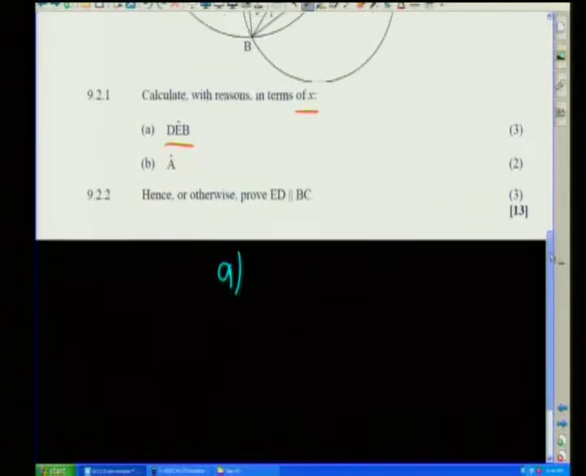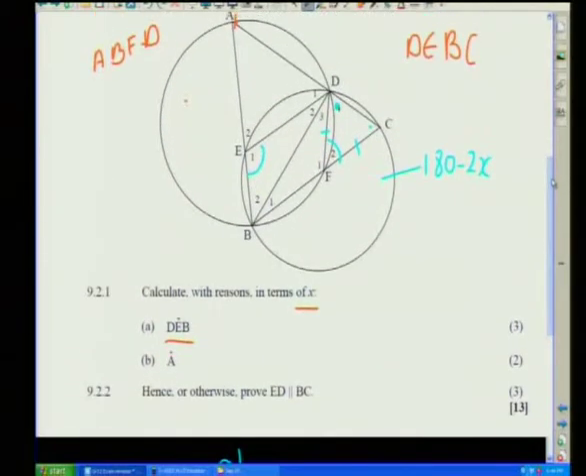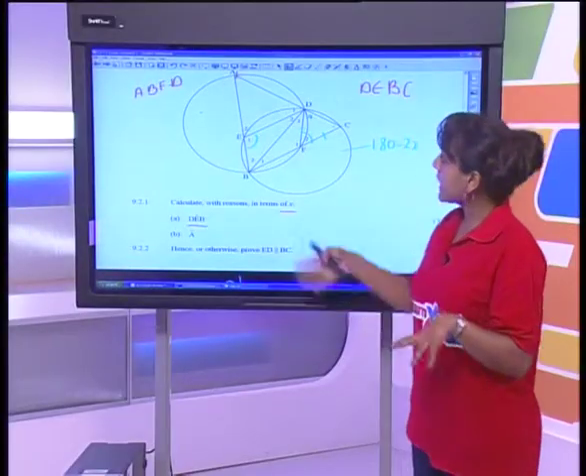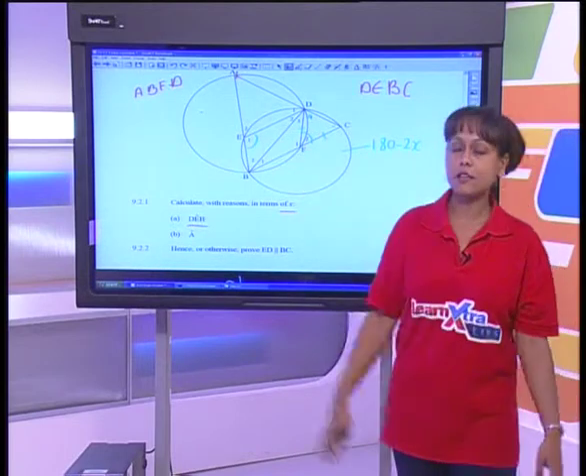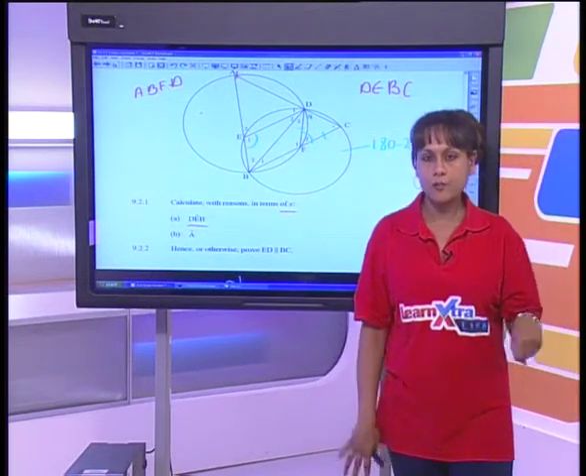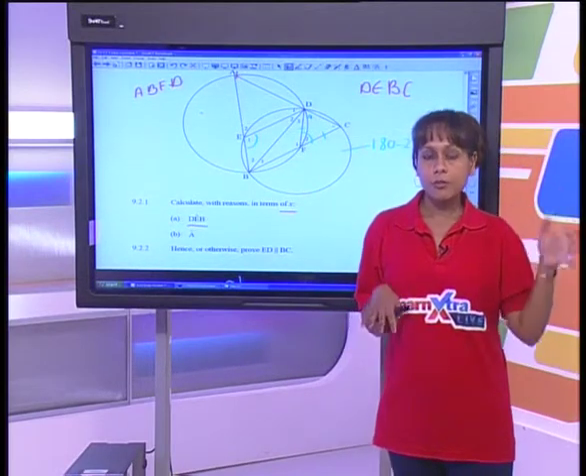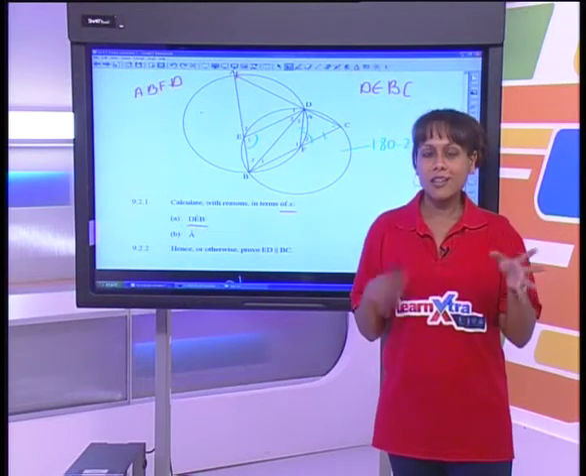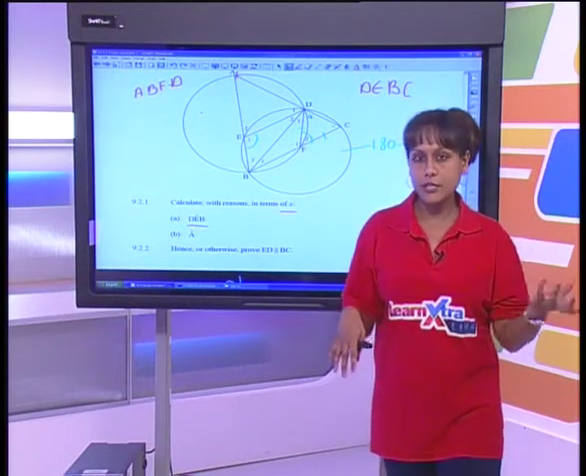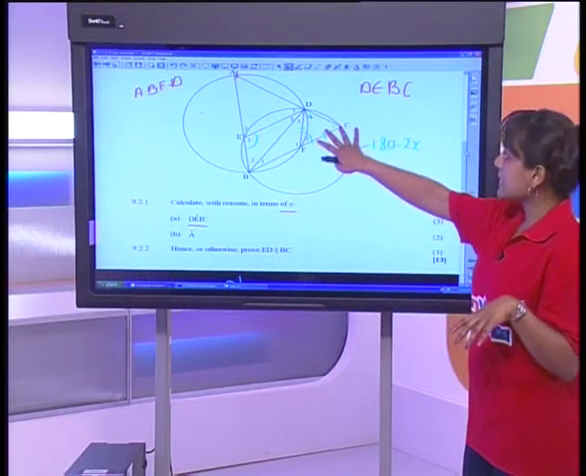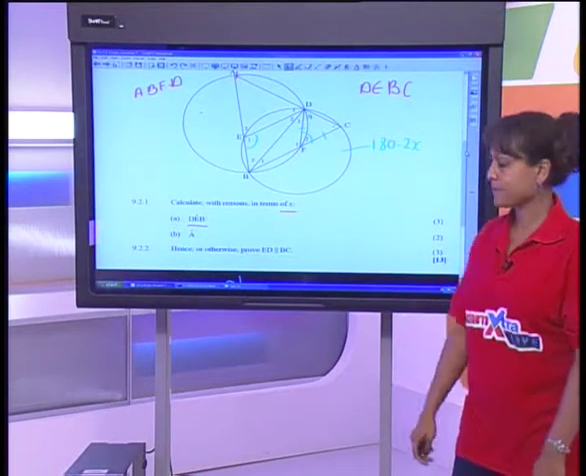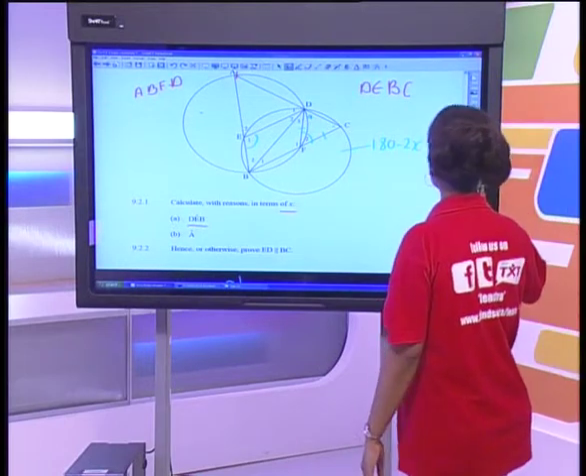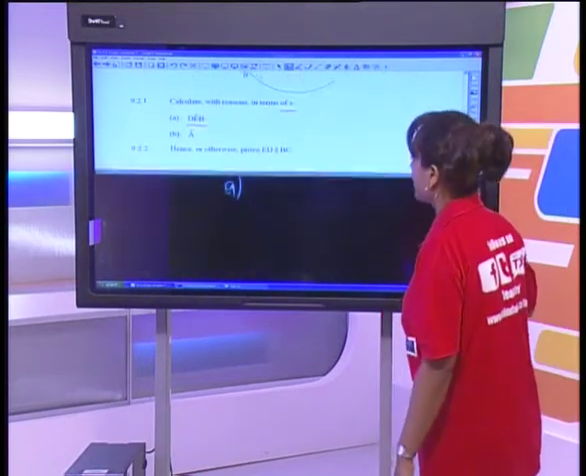The first thing we're going to do is to work out angle C. Why do I need angle C? Well, if you look at angle E1 and angle C, those are opposite angles of a cyclic quad. Remember your theorem: opposite angles of a cyclic quad add up to 180 degrees. So if I know what C is, then 180 minus that will give me E1. And we do know what C is because we've got F2.